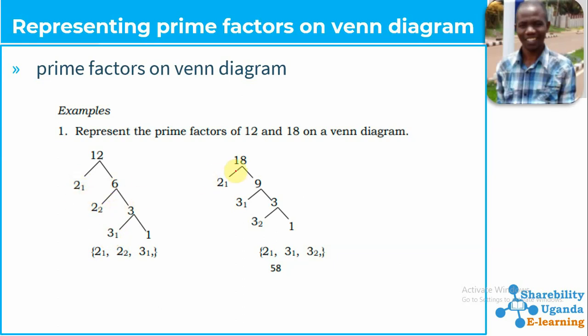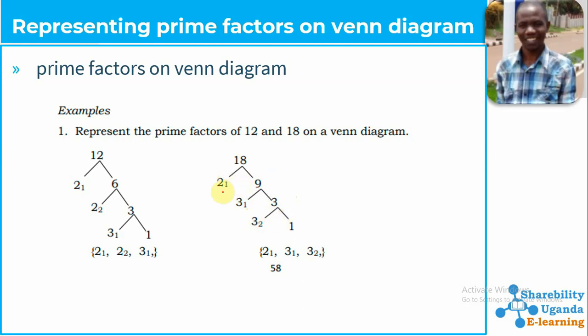Also here we have our 18. We look for the lowest number that can divide 18, and we get no remainder, which is a 2. We say 18 divided by 2, we get 9. Then we look for the lowest number which can divide the 9, which is a 3. We say 9 divided by 3, we get 3. Then we look for another one which can divide a 3, which is a 3. Then 3 divided by 3, we get 1.